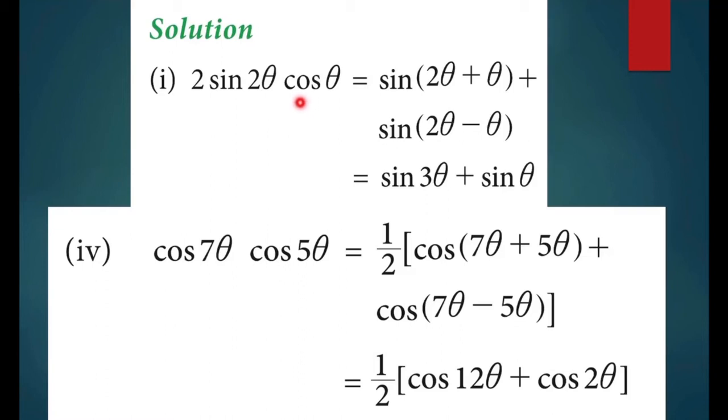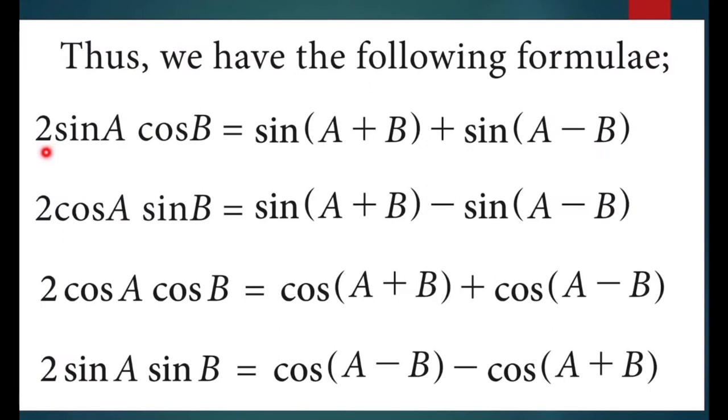It is a product and we are going to write it as a sum or difference. Which formula can we use? It is 2 sin and cos, 2 sin 2 theta cos theta. So, it is similar to 2 sin A cos B. The angles are different, here we have 2 theta, here we have theta. So, 2 sin A cos B. What is 2 sin A cos B? 2 sin A cos B is equal to sin A plus B plus sin A minus B.